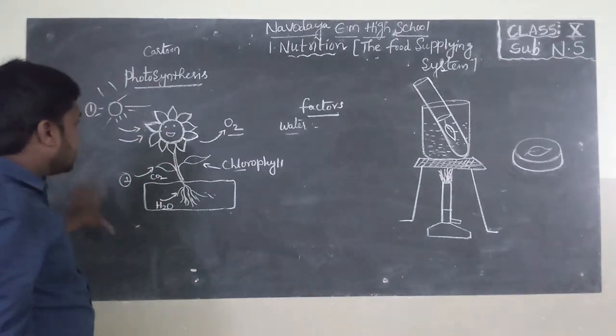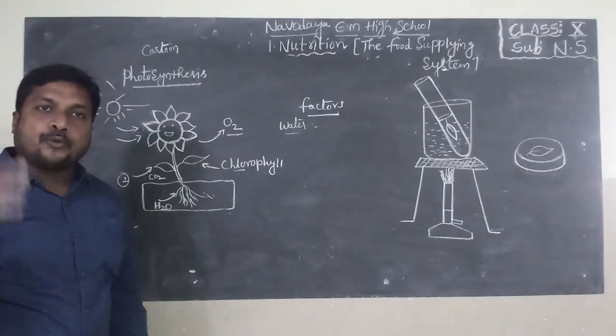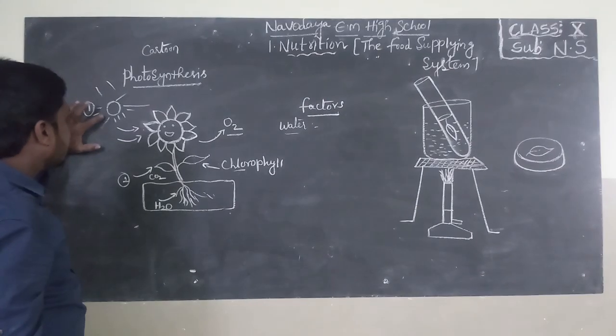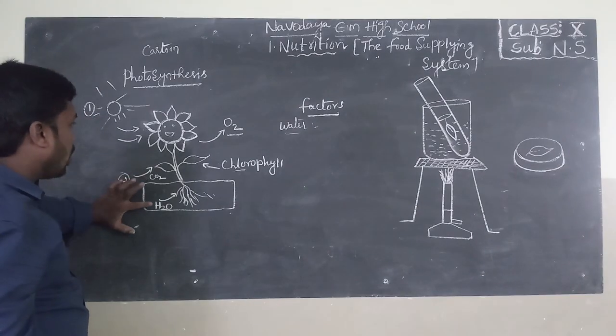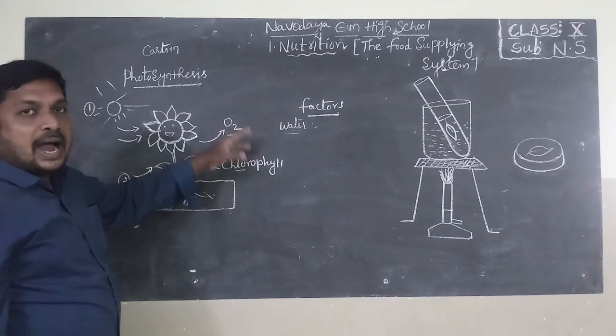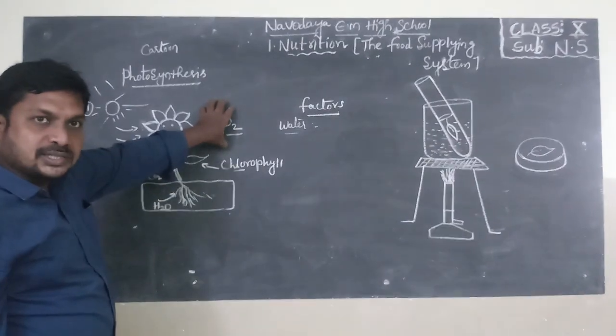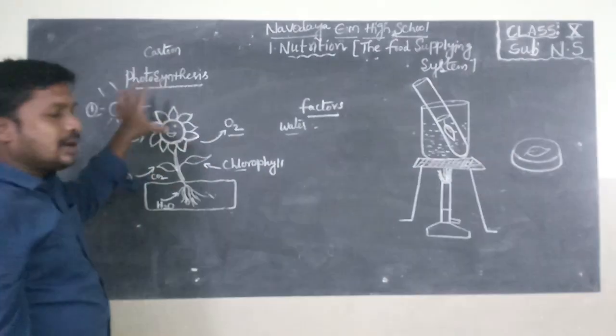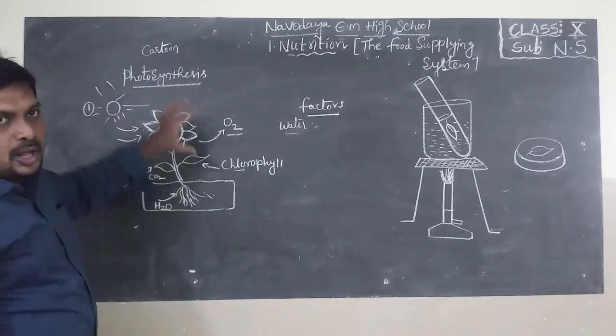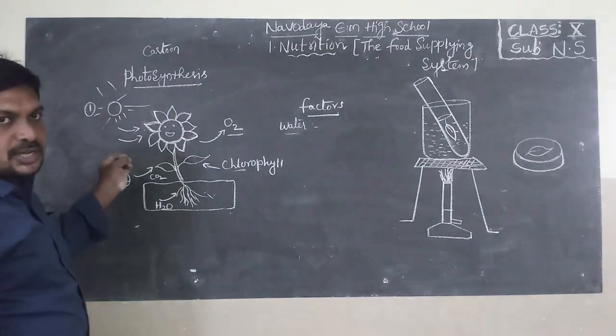So if you observe this picture, we can find the 4 factors: sunlight, carbon dioxide, water, and chlorophyll, and we can find a gas released by green plants known as oxygen. So this is the total picture of the factors which are essential to green plants.